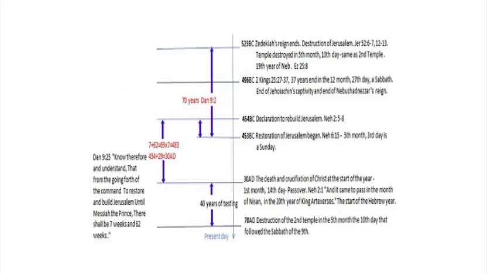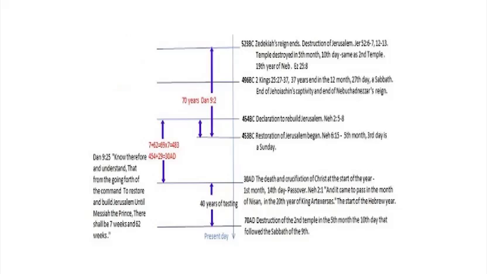Now, you can see the declaration if you go into Nehemiah chapter 2 and you go through verses 5 through 8. If you go into Nehemiah chapter 6, verse 15, you'll see that the rebuilding of Jerusalem started in the 5th month on the 3rd day of the month. That's when it started. And you can see that 5th month, that's really close to the destruction, which occurred on the 10th day of the 5th month.